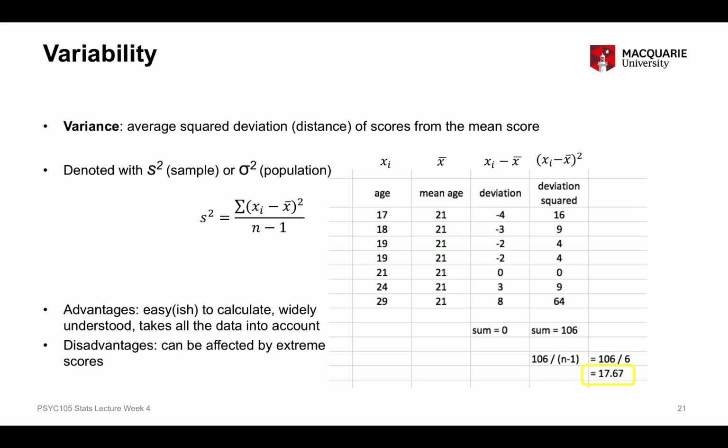And it takes all of our data into account. So it's a measure of the average deviation from the mean, which means it takes every single score, every single observation into account. The disadvantage, like we've talked about previously, is that it can be affected by extreme scores. So if you have one very, very different score, that's going to blow out your variability, your variance. So that is something to take into account. But it is a very commonly used measure of spread of scores, of variance of scores.